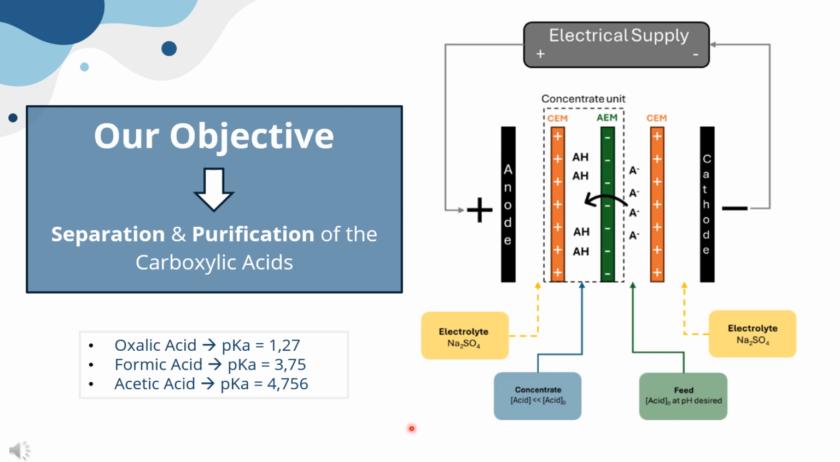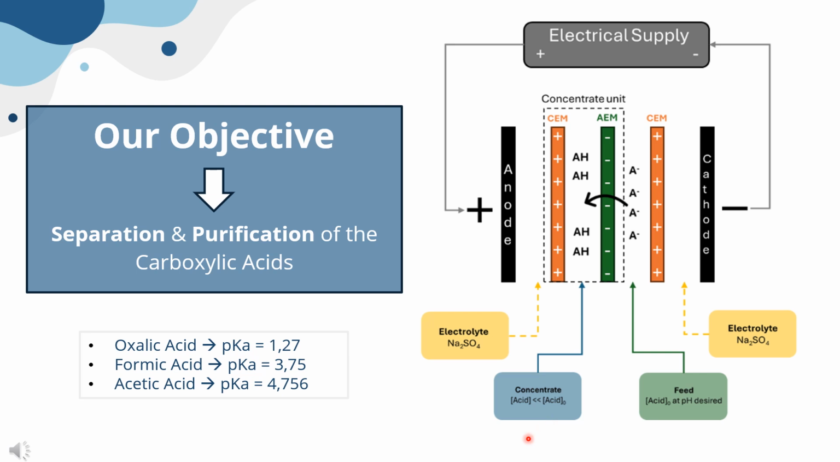The separation is achieved using electrodialysis with a MMO anode, a stainless steel cathode, two cation exchange membranes, and one anion exchange membrane in the middle. In the feed, a solution of carboxylic acid is circulated, and in the concentrate, a solution of the corresponding carboxylic acid is also circulated, but with a concentration 10 times lower than the feed.